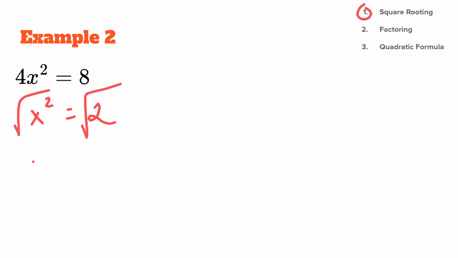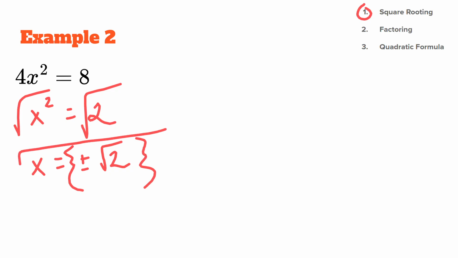I square root each side. I get x equals plus or minus, right? Anytime you use the square rooting method. Square root of 2 doesn't break down. So this is actually simplified, and that's it. That's our final answer here.